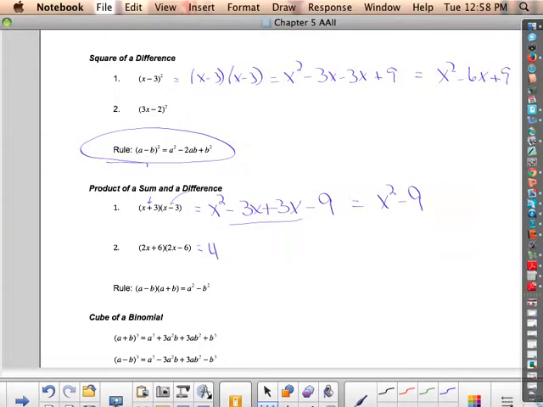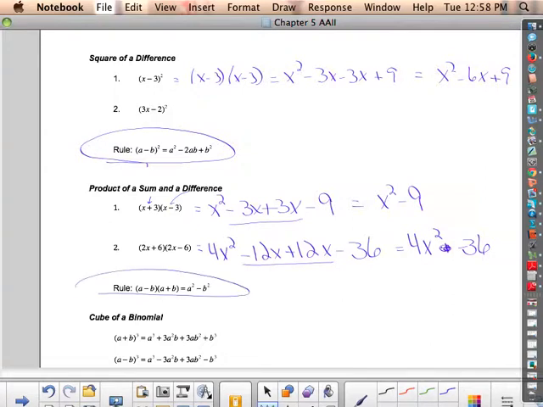Number 2, I'm going to get 4x squared minus 12x plus 12x minus 36. Again, those middle terms cancel, giving me 4x squared minus 36. Another important rule to recognize.